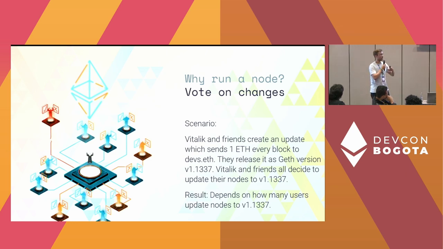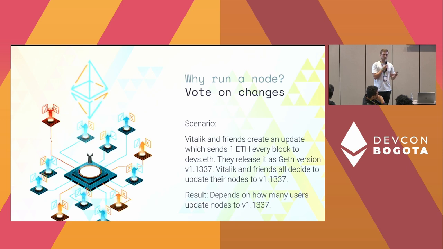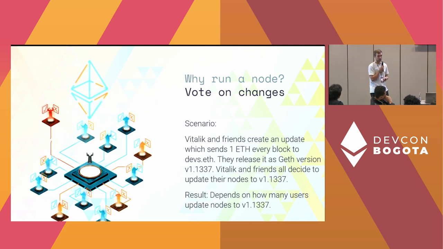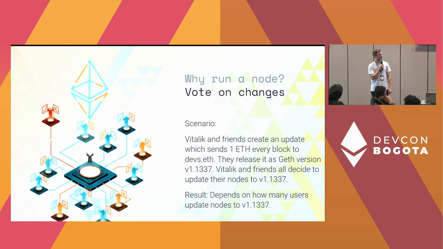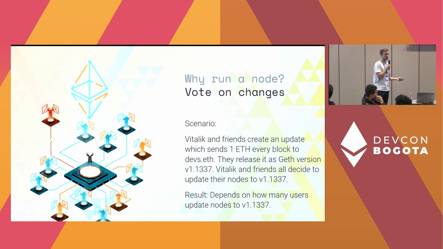So if a lot of users don't update their nodes, if the centralized exchanges and your wallet providers don't update their nodes, then this update doesn't take place. But let's say all of those actors do update, then it's most likely that this update goes through. And if you don't have a node, then you don't really have a choice. You don't have a vote. You don't have a voice.